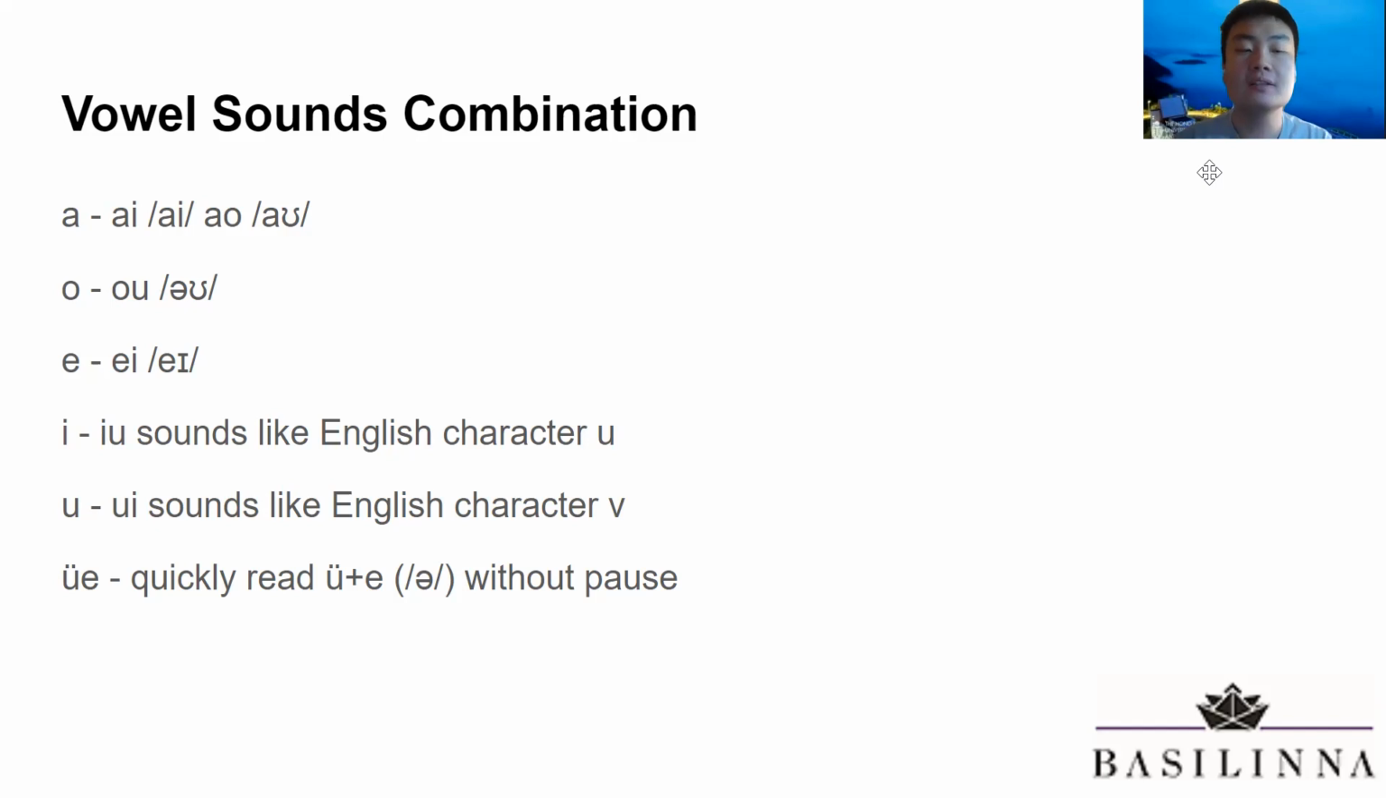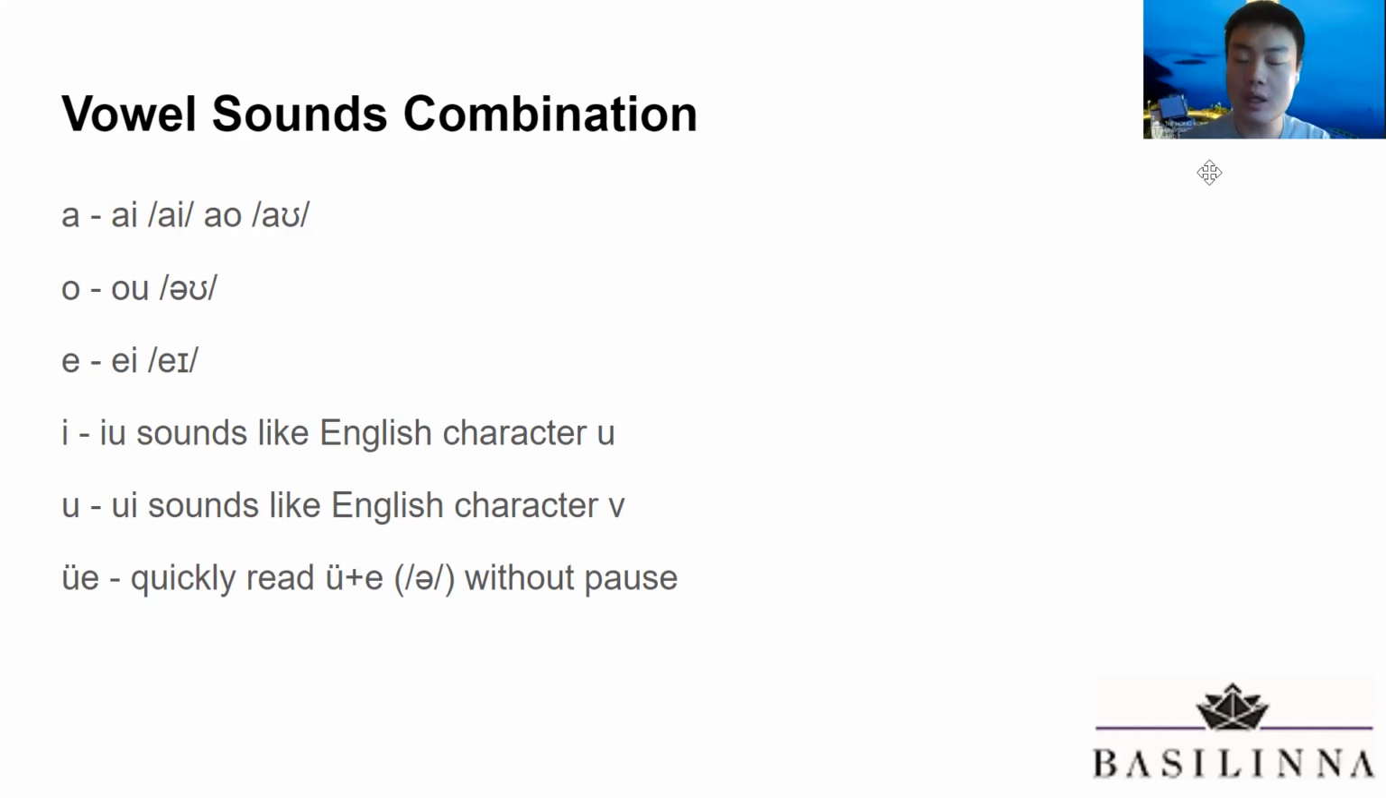Okay, so now let's look at some vowel sound combinations starting from e. This is one which is ei. Then starting from u would be ui. This just sounds like the English word we. The next one starting from u would be v. And I know that the last one may be a little difficult for you.